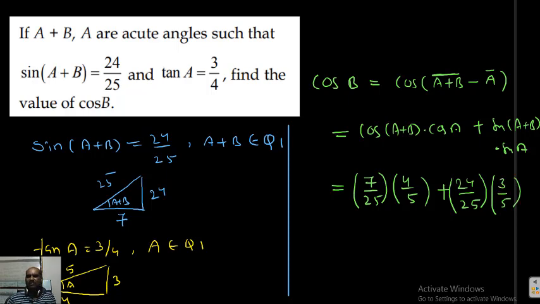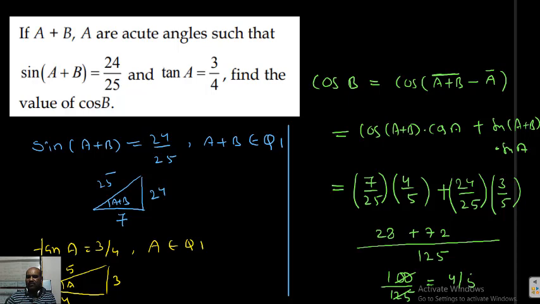25 into 5, that is 125 LCM. 28 plus 72, 100 by 125. 25 4s are 100, I can say 4 by 5. So cos beta value is equal to 4 by 5.